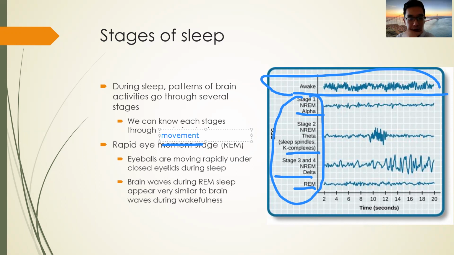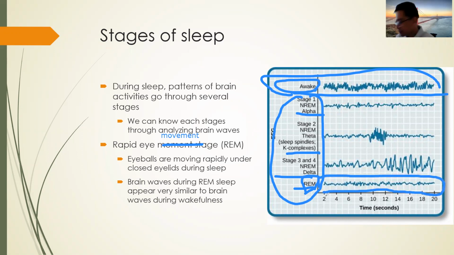The brain waves during REM sleep look very similar to the brain waves during wakefulness. So you can see, this is the REM stage. This is wakefulness. The brain waves here are like that, and the brain waves for the REM stage are like this. You can see there are so many changes in the brain waves, very tight, very intense. So that is called the REM stage.